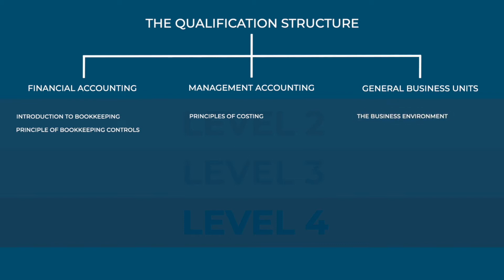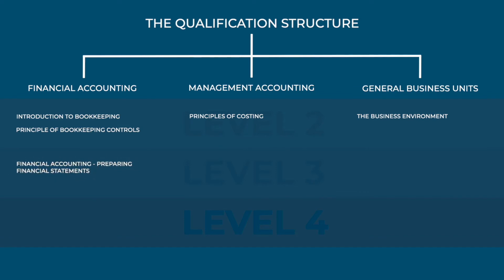In the general business unit strand, we have Business Environment. This looks at economic factors, legal structures and some law that relates to owning and running a business. This unit is examined as part of the synoptic assessment at Level 2. In addition to the information contained in the Business Environment unit, the synoptic exam will also cover some aspects of Introduction to Bookkeeping and Principles of Bookkeeping Controls. Now, whilst this could be seen as repetition, these basic building blocks are so important to your future development and understanding that it's essential that we ensure your knowledge is sound before moving on to higher level study.